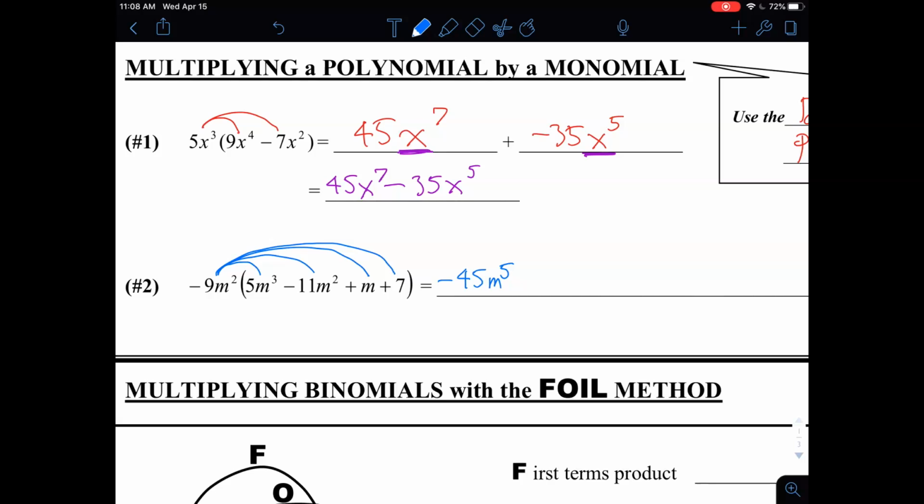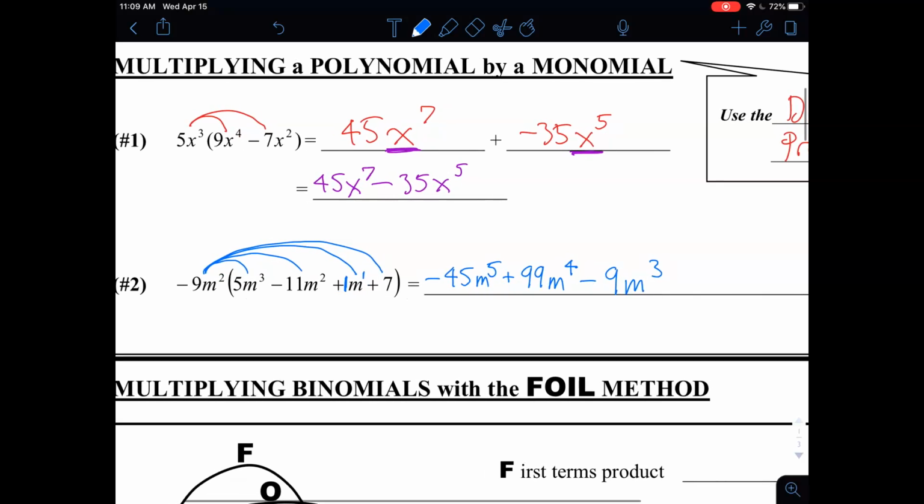And then we have negative 9 times negative 11, which is positive 99. And m squared times m squared, 2 plus 2 is 4. And then we have negative 1, like there's a 1 right here, so negative 9 times 1 is negative 9. What's m squared times m to the first? That's m to the third. And then what is negative 9 times 7? Negative 63. And then what is m squared times m to the 0 here?